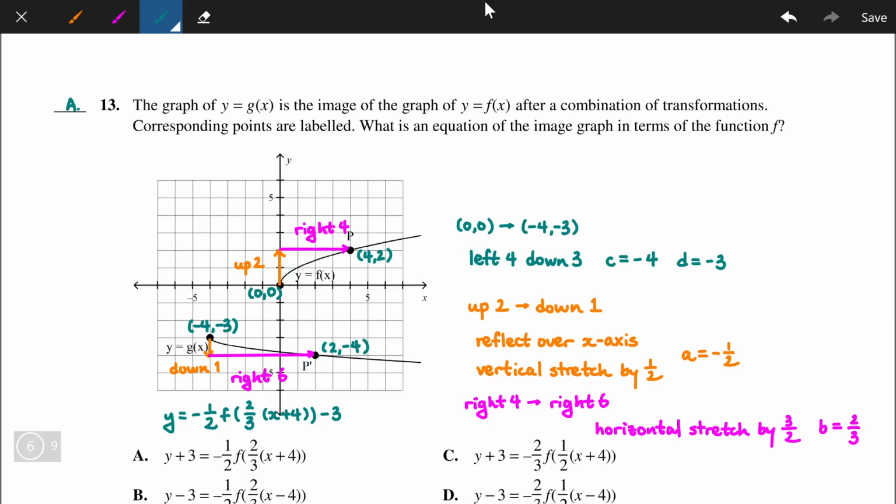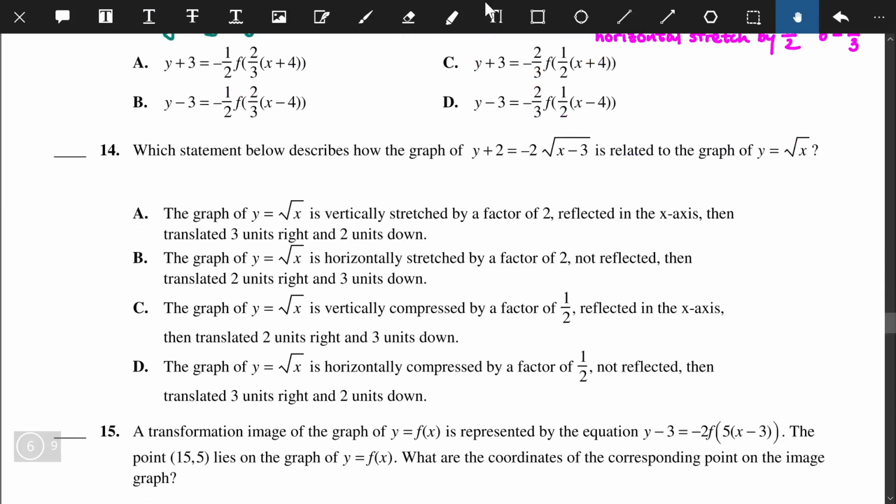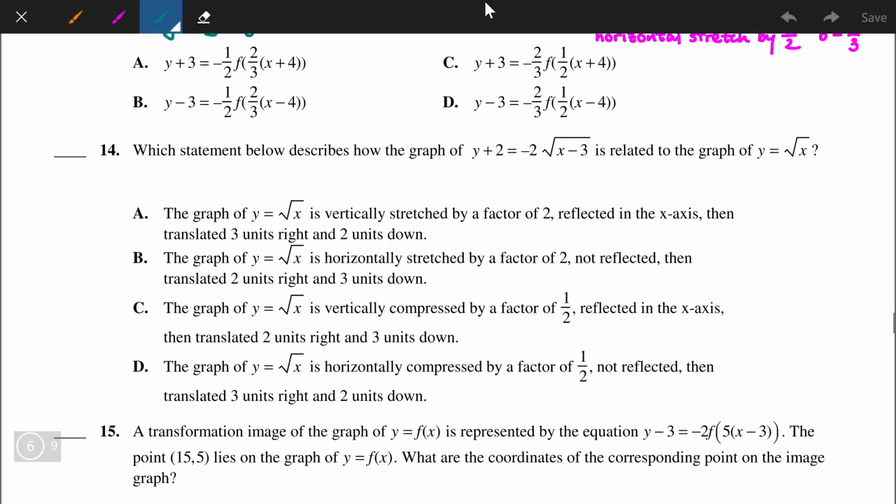Okay, so a little bit more complex question in that case. Okay, let's move on to number 14. Which statement below describes how the graph y + 2 = -2 square root of (x - 3) is related to the graph of y equals the square root of x. All right. So here we have a d value of -2, a value of also -2, and a c value of 3.